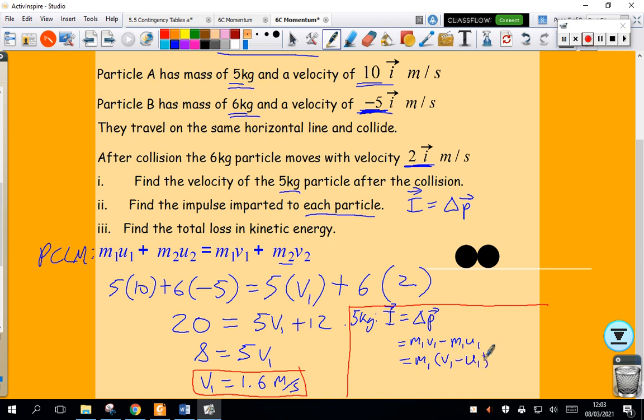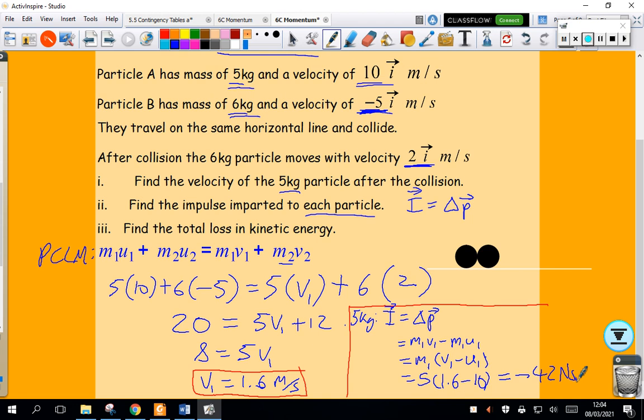So it's the mass of the first particle, which we know is 5, times its final velocity, which we know is 1.6, subtract its initial velocity, which was 10. That's going to be 5 times 1.6 minus 10. That's going to be a negative thing. 1.6 minus 10 is negative 8.4. Multiply that by 5, and you get negative 42 Newton seconds. That's the impulse imparted to object 1.